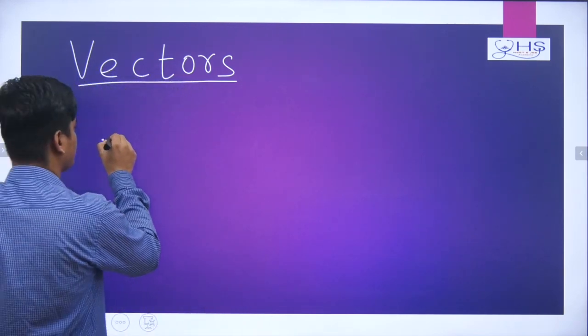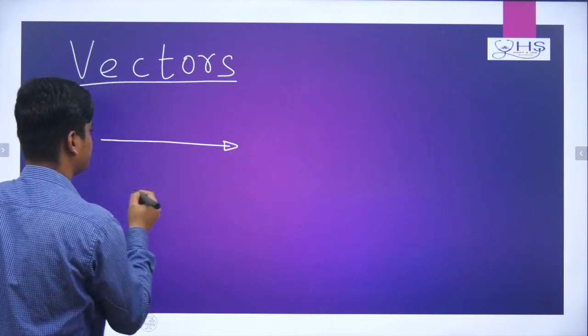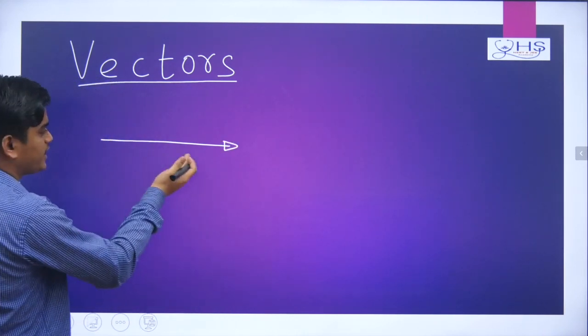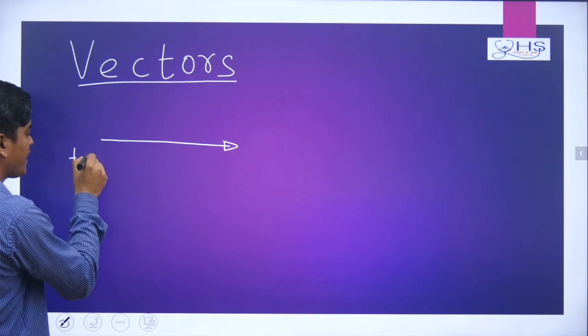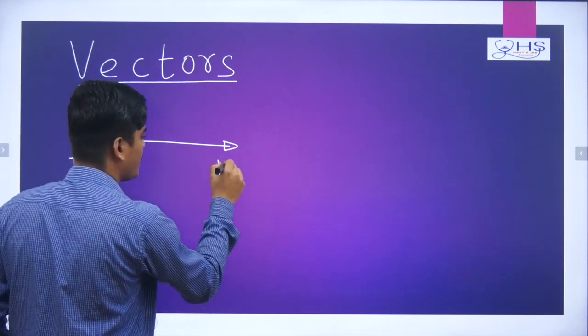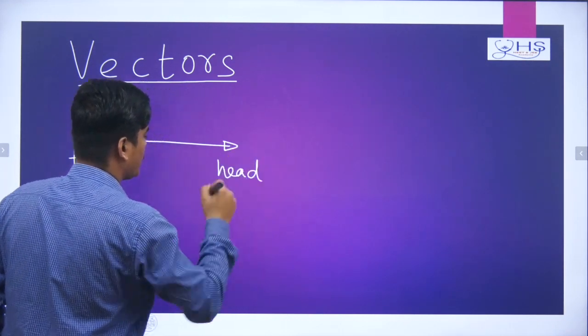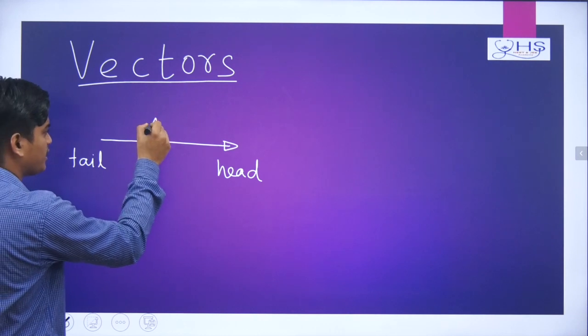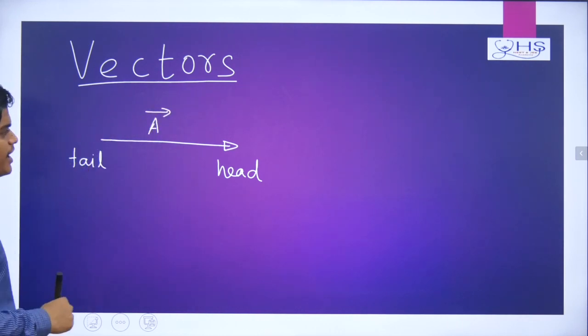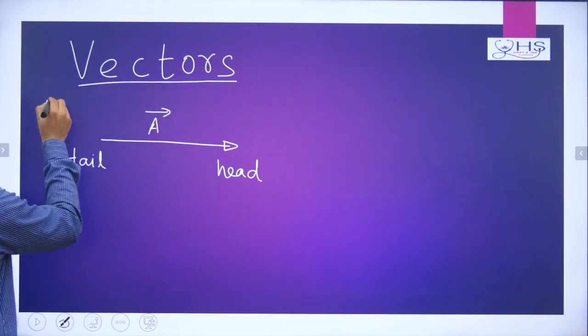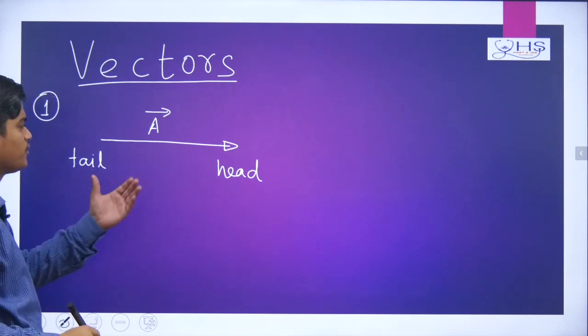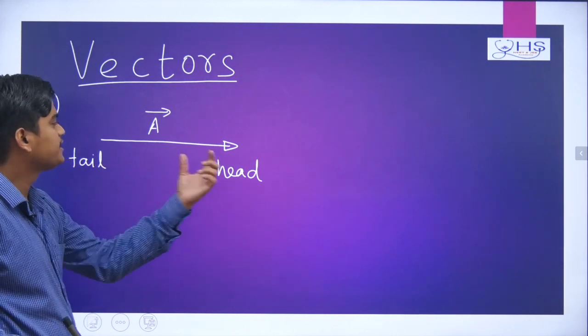Now come here. A vector is basically represented by one arrow mark. So this is like an arrow. This is the tail of the arrow, and this is the head of the arrow. Here if I give a symbol, I will represent this vector like a vector. This is the first point, the introduction of the vector. It has a tail and it has a head.